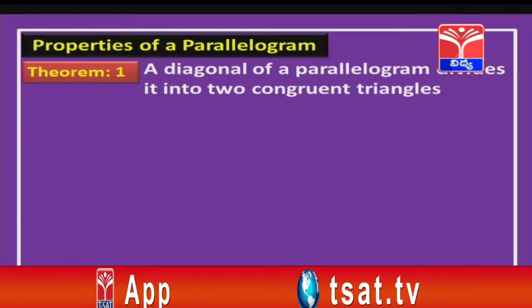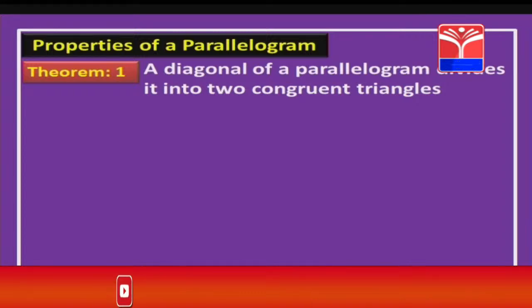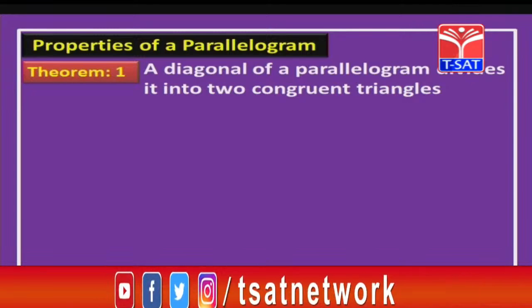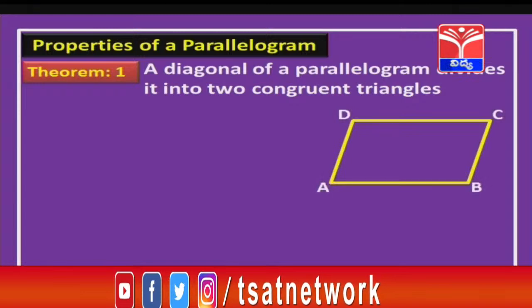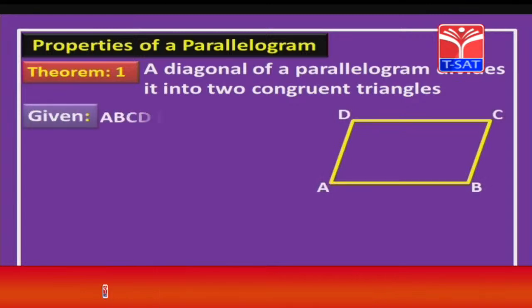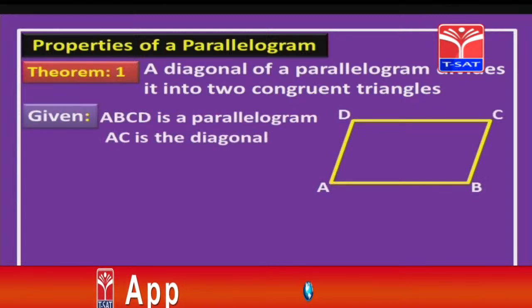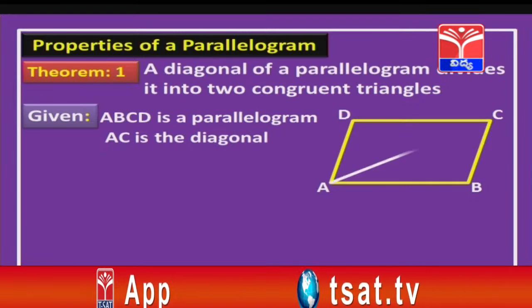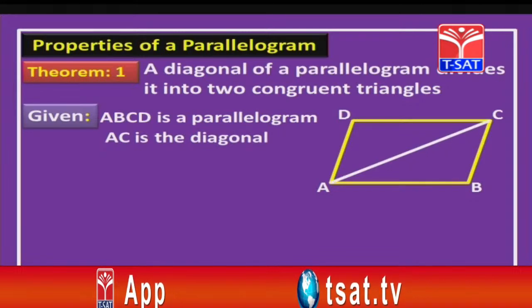So, the first theorem states: a diagonal of a parallelogram divides it into two congruent triangles. This is the statement of the theorem. So, let us draw a parallelogram ABCD. So, what is given, children? Yes, ABCD is a parallelogram and AC is the diagonal. So, this is given to us, children.